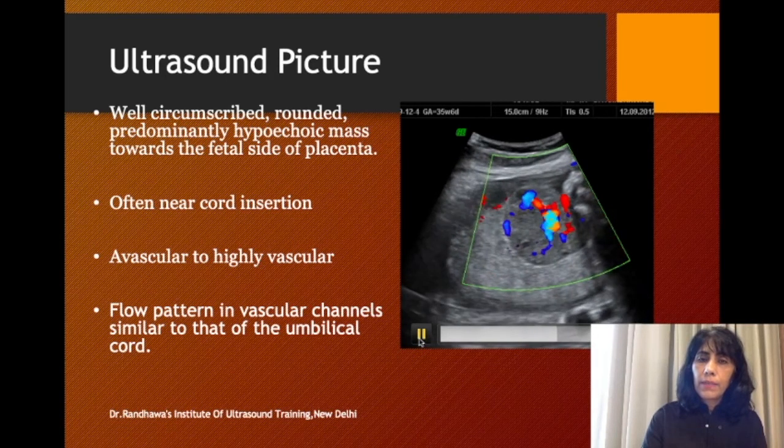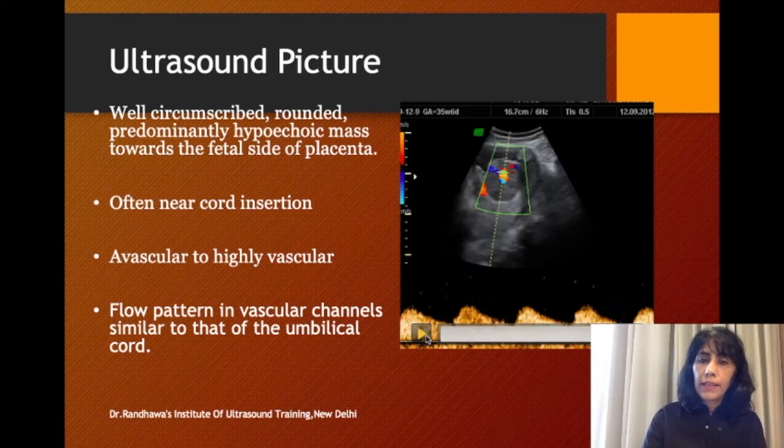And let us see what the spectral Doppler shows us. You can make out the pattern is like the umbilical cord pattern. So this tells you that it is a part of the placenta only. The flow is very similar to the umbilical cord flow.